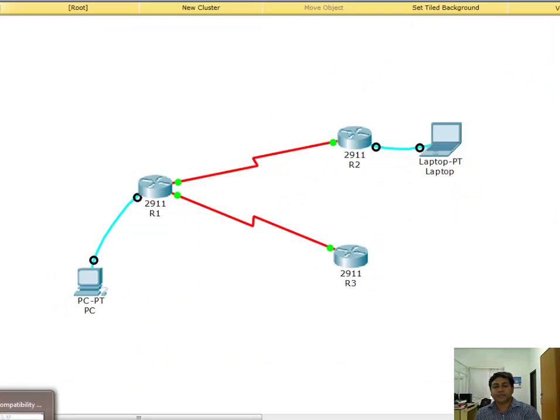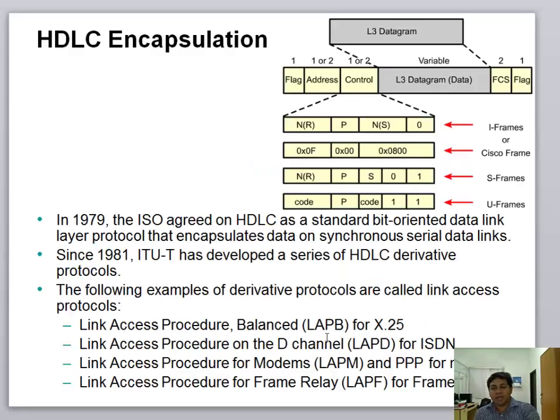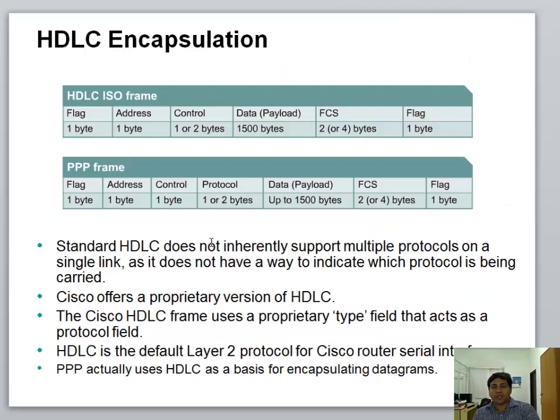Now SDLC encapsulation supports LAPB, LAPD, LAPM and LAPF. SDLC encapsulation is basically a bit-oriented data link layer protocol. We have some link access derived protocols, LAPB, LAPD, LAPM, LAPF, which we will discuss. Before that we'll discuss frame relay, ISDN and PPP. We will not discuss LAPM in detail, we'll just discuss how PPP works. So these are the encapsulation standards for SDLC.